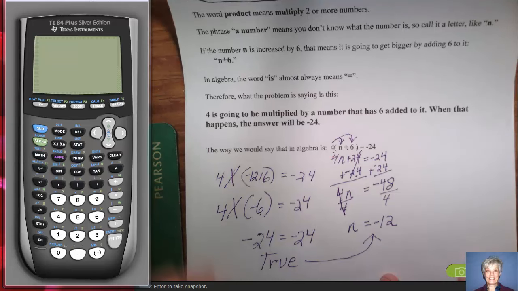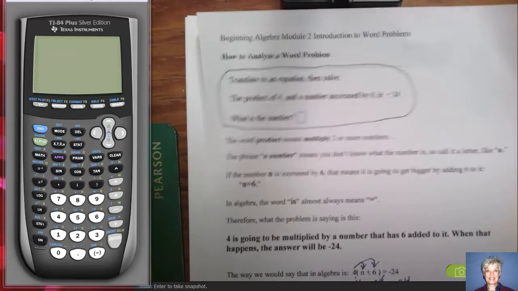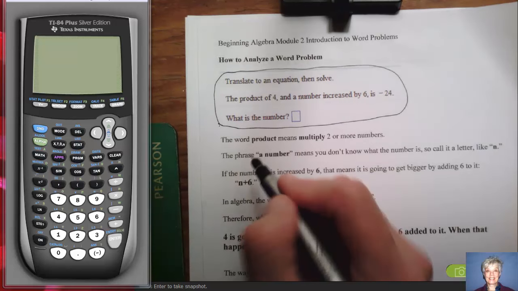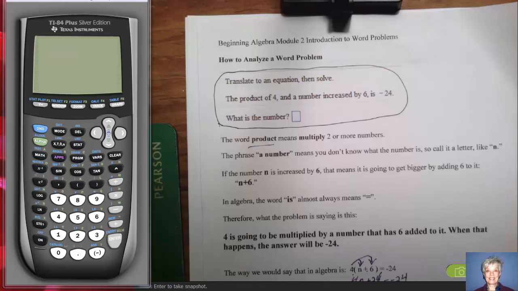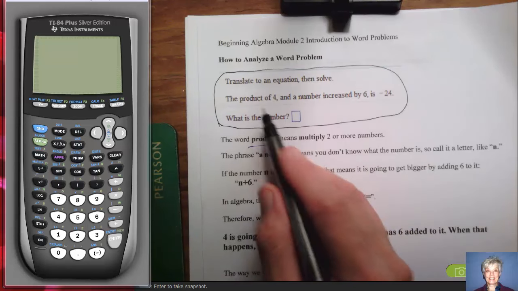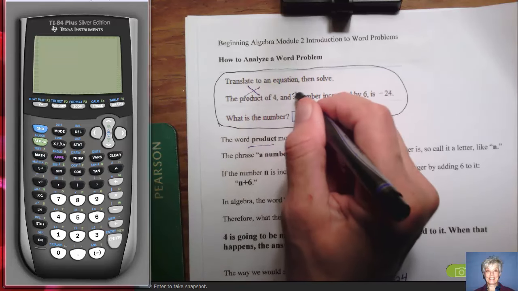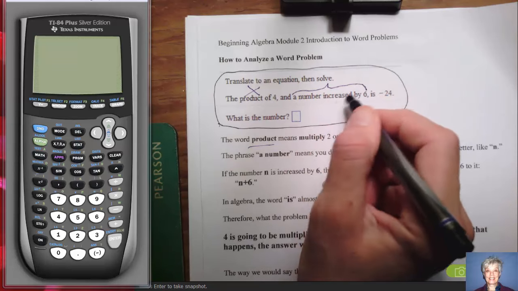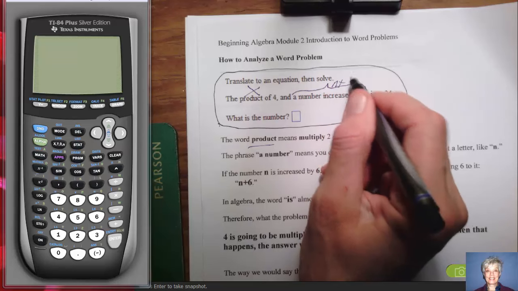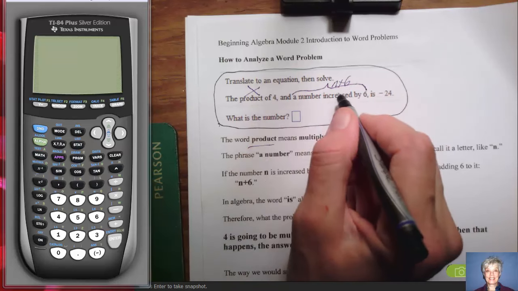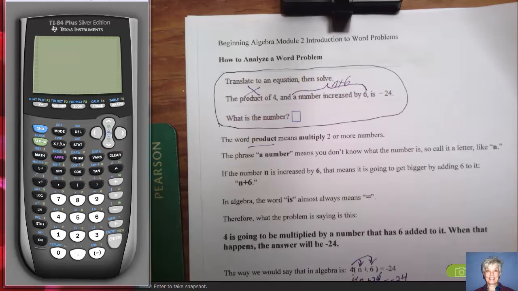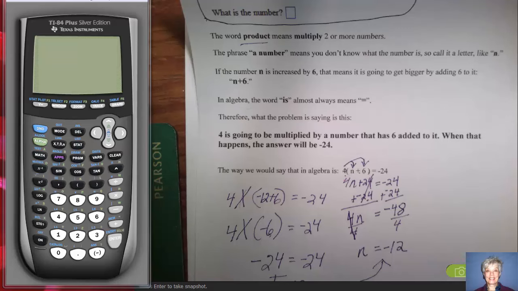Okay, let's go back and look at what we did. We had to translate because it's a word problem. The word problem was the product. Product means multiply: the product of 4 and this number, which is a number plus 6. So when you multiply 4 times n plus 6, you get negative 24, and then you solve it by distributing and going through the mechanics of solving an equation. And here I am way down here. Our answer is negative 12.